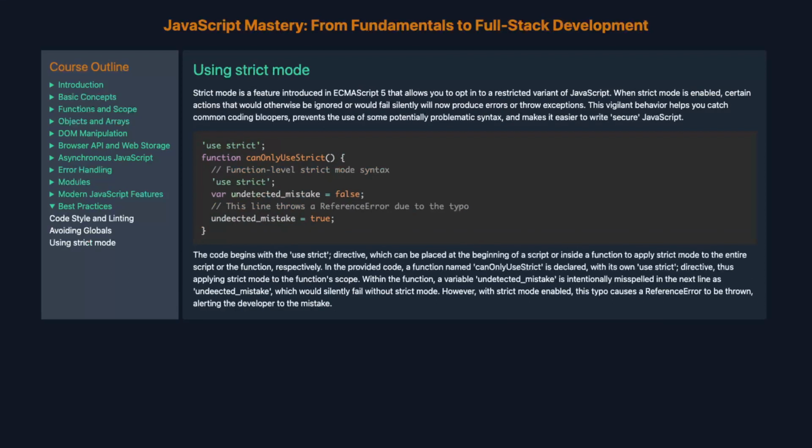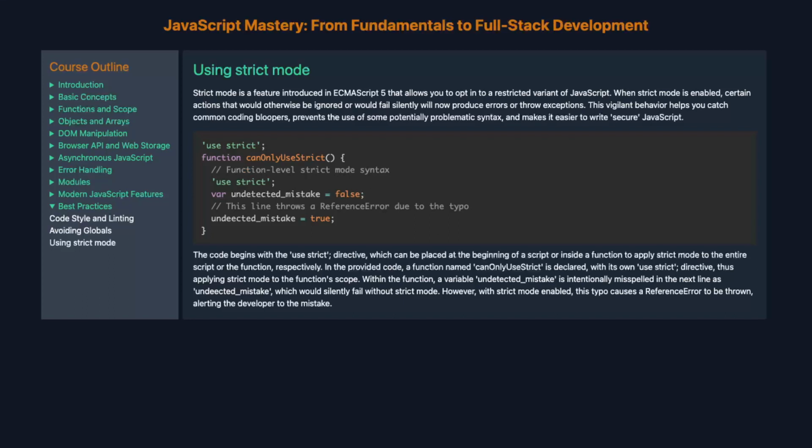Using strict mode. Strict mode is a feature introduced in ECMAScript 5 that allows you to opt in to a restricted variant of JavaScript. When strict mode is enabled, certain actions that would otherwise be ignored or would fail silently will now produce errors or throw exceptions. This vigilant behavior helps you catch common coding bloopers, prevents the use of some potentially problematic syntax, and makes it easier to write secure JavaScript.